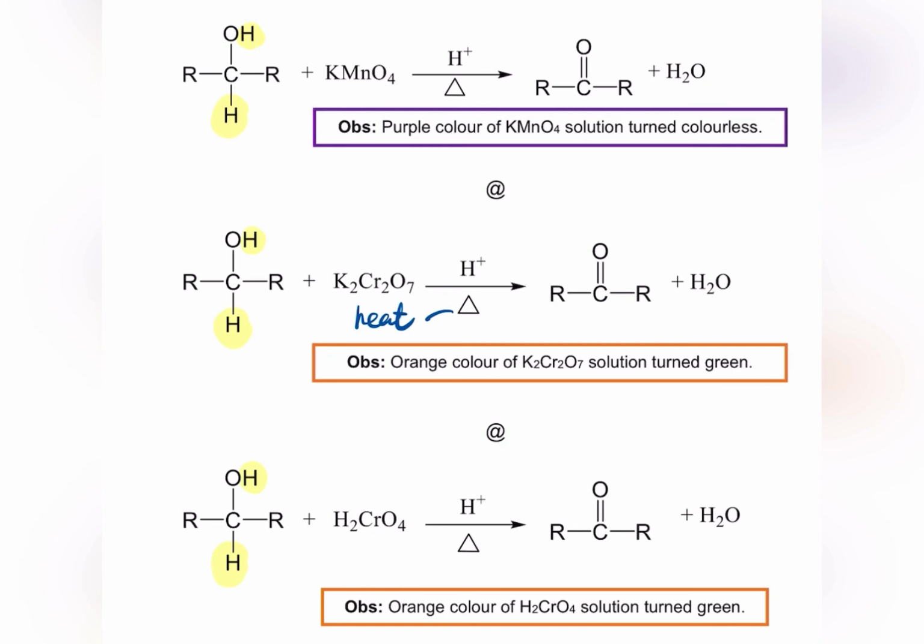I hope all of you can understand that when you use a strong oxidizing agent, please make sure you have acidic condition and also heat. For heat, you can use the triangle symbol or write heat. And for H+, you can also write it down as H2SO4. Both of these are acceptable. So I hope all of you understand that in order to prepare aldehyde and ketone, we are going to use oxidation reaction by using different classes of alcohols.